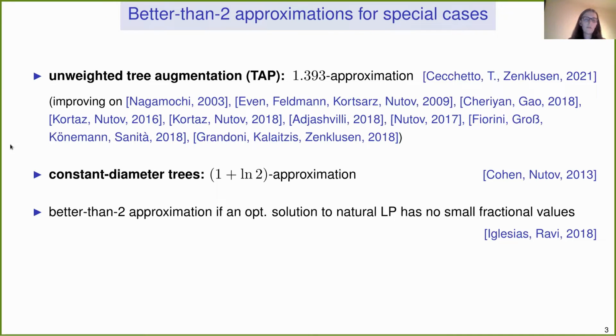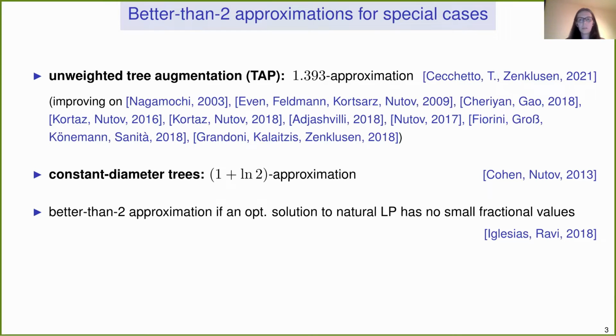And then there are several other cases where better than 2 approximations were known. Now, let me just highlight one particularly important result here for this talk. This is a result by Cohen and Nutov, who gave a 1 + ln 2 approximation algorithm for the special case of constant diameter trees.